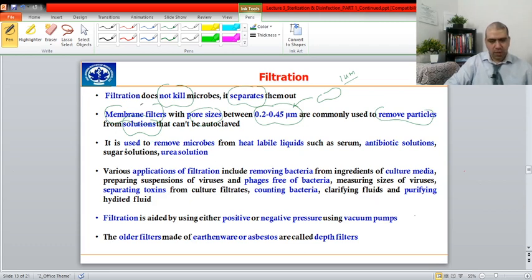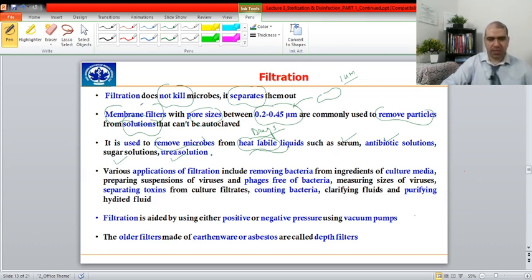Particularly, we can use filters for the drugs which we are testing in our lab, in any form of drug discovery. It is used to remove microbes from heat-labile liquids, because we cannot autoclave them. We call them heat labile. If we autoclave them, the things we are trying to sterilize will get damaged, such as serum, part of the blood. Antibiotic solutions, sugar solutions and urea solutions can also be damaged by the autoclave.